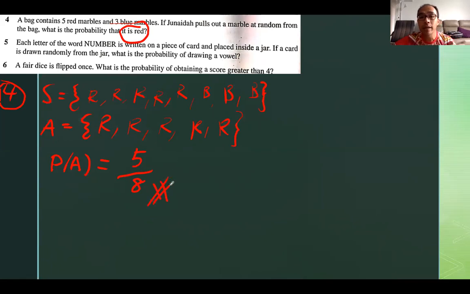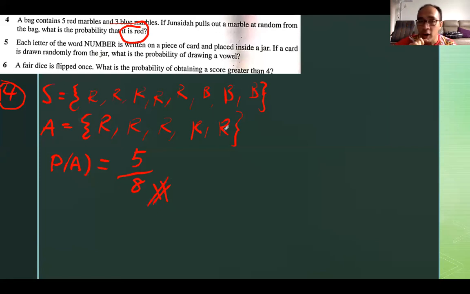If they pull out a marble and it's red, it doesn't mean 1 red out of 8. That doesn't make sense because there are 5 ways to get a red marble. So we need to take that into account, because this red marble is different from this red marble. That's how the understanding of probability is. The number of ways to get a certain event, 5, over the number of outcomes in the sample space.